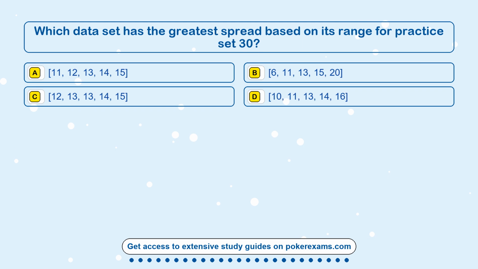Question 21. Which data set has the greatest spread based on its range for practice set 30? Option A 11, 12, 13, 14, 15. Option B 6, 11, 13, 15, 20. Option C 12, 13, 13, 14, 15. Option D 10, 11, 13, 14, 16.